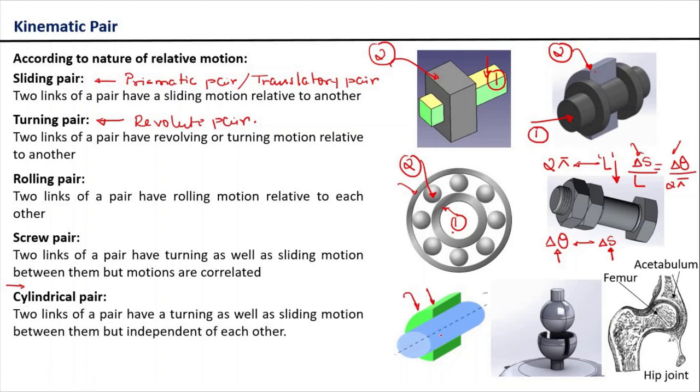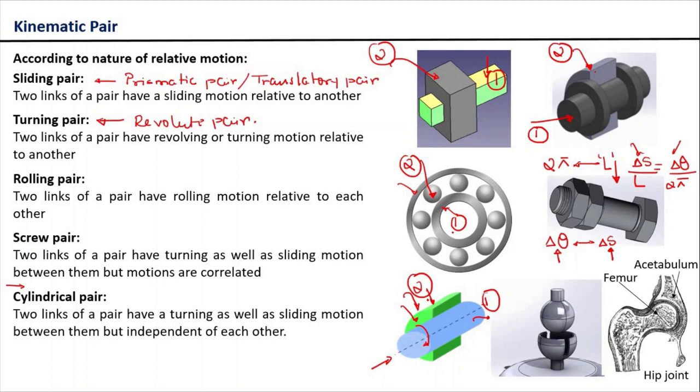You can see here, if you consider this solid cylinder as link 1 and this hollow cylinder as link 2, this solid cylinder, link 1, can turn inside this hollow cylinder, link 2, and at the same time it can translate along this axis inside this hollow cylinder. So link 1 has a translatory as well as a rotary motion relative to link 2. Such a type of kinematic pair is called a cylindrical pair.